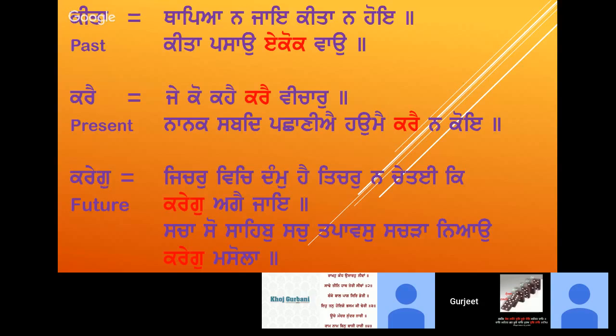Then "Kareg" is a word. So it is used as, so we have used three. Kita, the word ka is used with different shape forms. Kita is past tense, kara is the same using the ka word, and the inflections are changing. And then we have kareg, which is a future tense: "Titcher na chetai ke kareg agge jai." That's telling that if you're not doing it now, what is going to happen in the future?